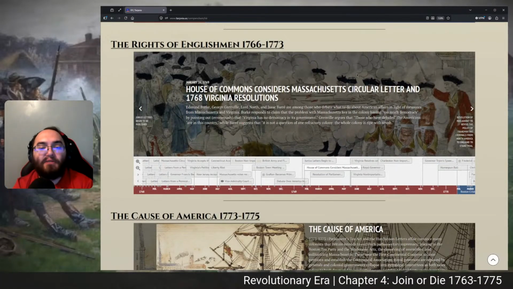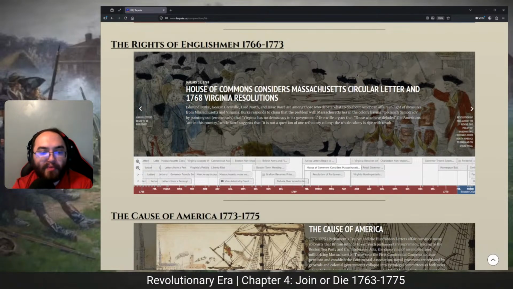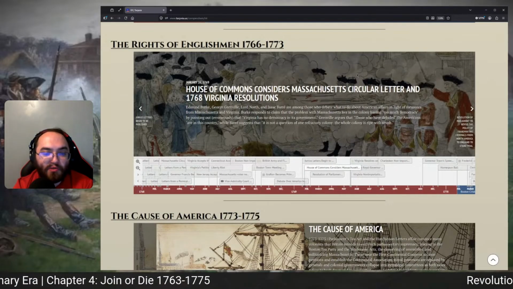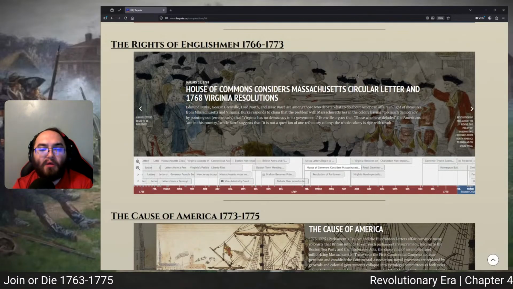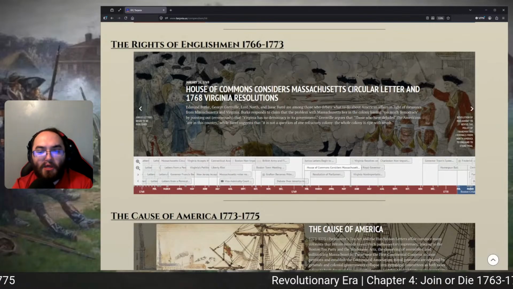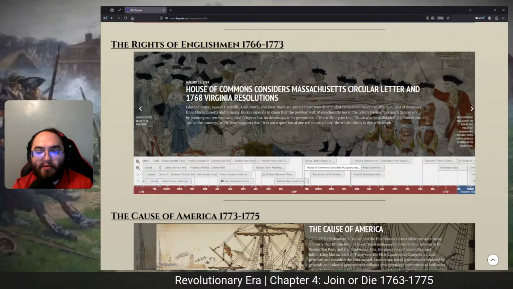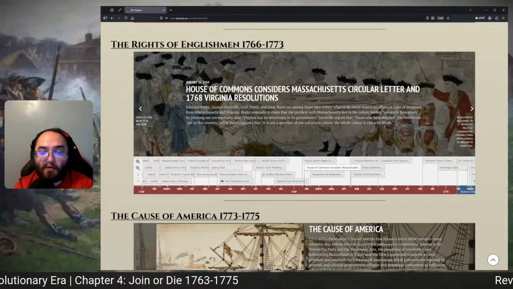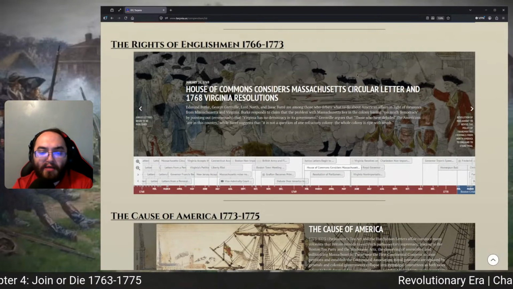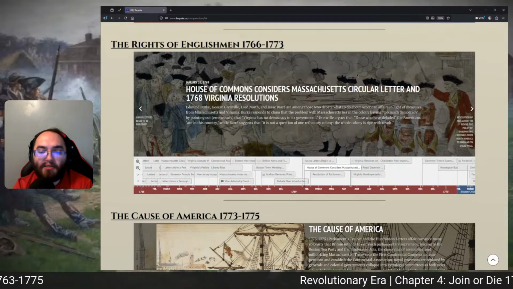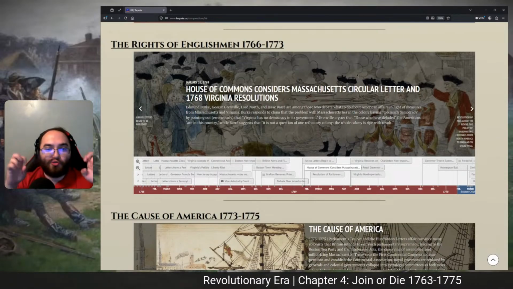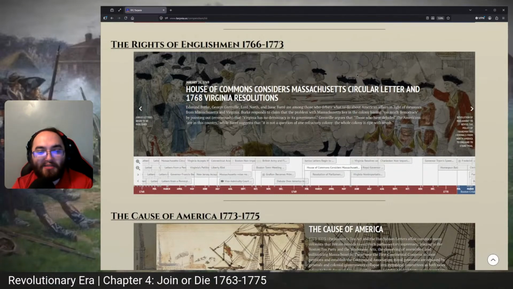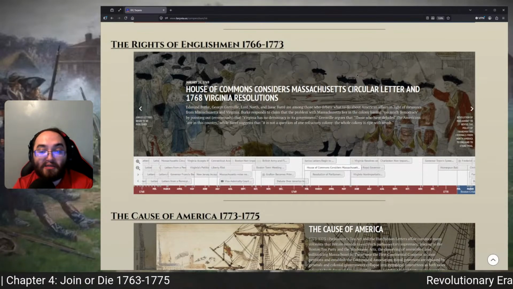House of Commons considers Massachusetts Circular Letter and 1768 Virginia resolutions. Edmund Burke, George Grenville, Lord North, and Isaac Barré are among those who debate what to do about American affairs in light of measures from Massachusetts and Virginia. Burke responds to the claim that the problem with Massachusetts lies in the colony having too much democracy, and points out, erroneously, that Virginia has no democracy in its government.